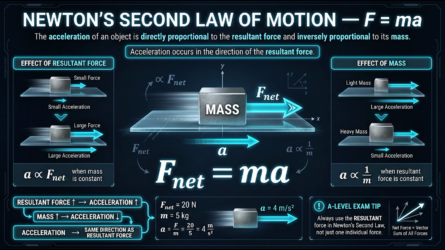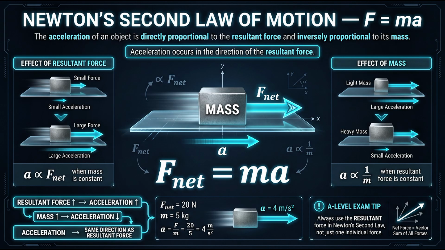The law states that the acceleration of an object is directly proportional to the resultant force acting on it and inversely proportional to its mass. It also tells us that the acceleration always occurs in the direction of the resultant force.